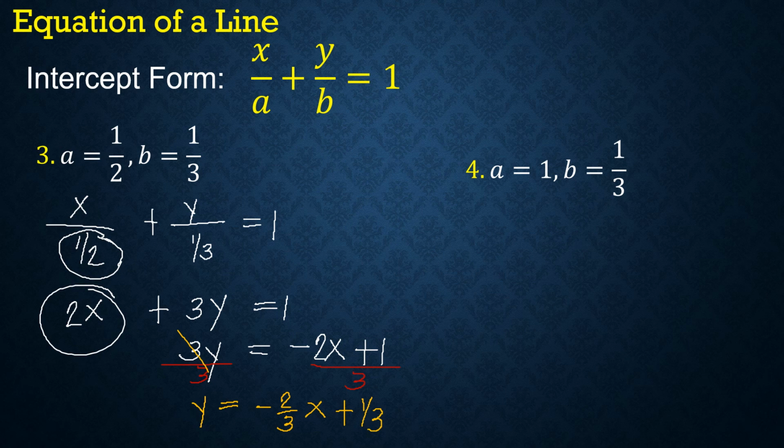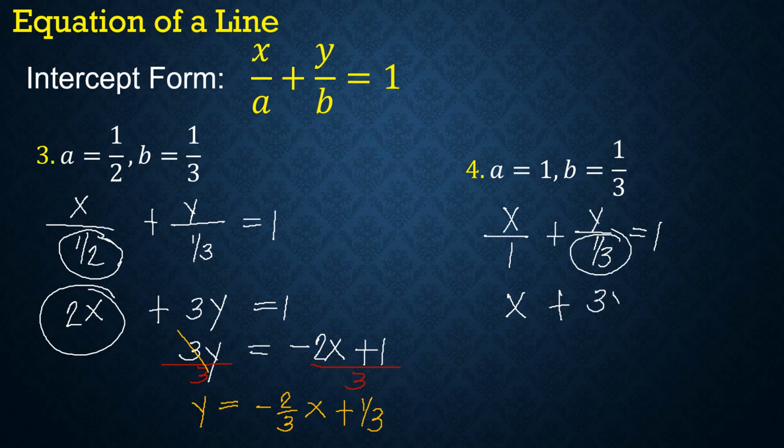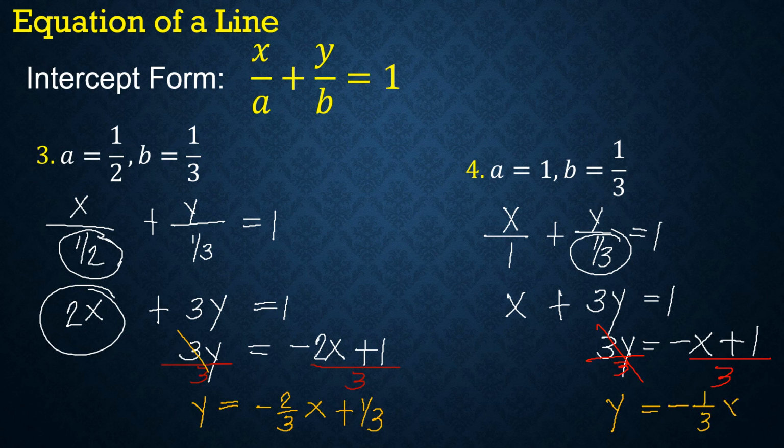Let's have the fourth. A is equal to 1, so we have x over 1. And b is equal to 1/3, so we have y over 1/3 is equal to 1. X divided by 1 is x. Reciprocal of 1/3 is 3, so we have 3y is equal to 1. 3y is equal to -x plus 1. Divide both sides by 3. Tara, cancel na yan. At matitira ay y is equal to -1/3 x plus 1/3.